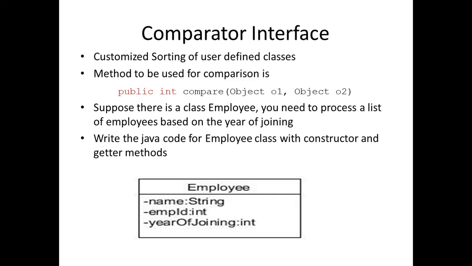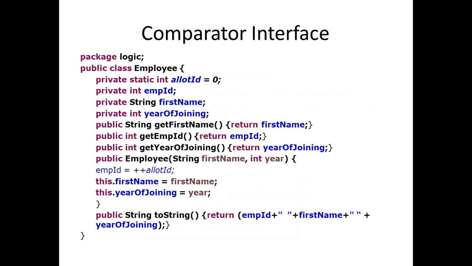Now let's take an example. Suppose there is a class Employee. You need to process the list of employees based on year of joining. This is the small class which represents Employee. It has the name as string type, employee ID as integer type, and year of joining as integer type as well. So write the Java code for the Employee class with constructor and getter methods, where the class representation is as shown below in the diagram. This is how the class looks.